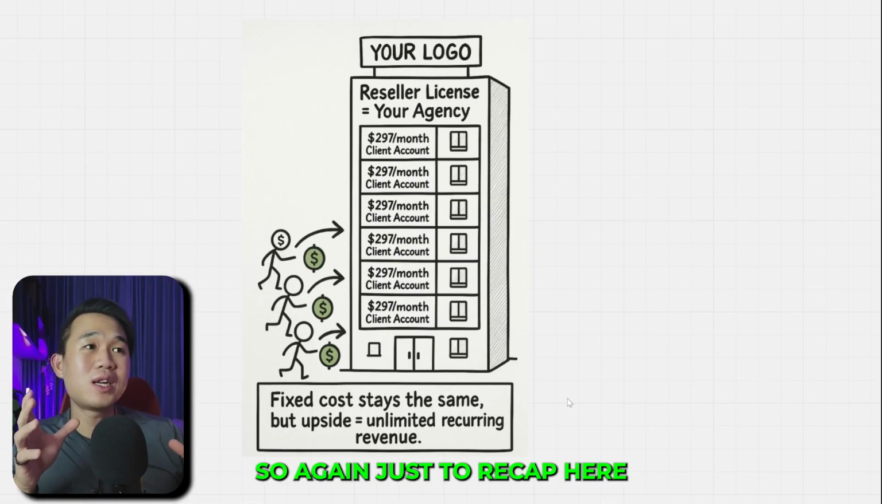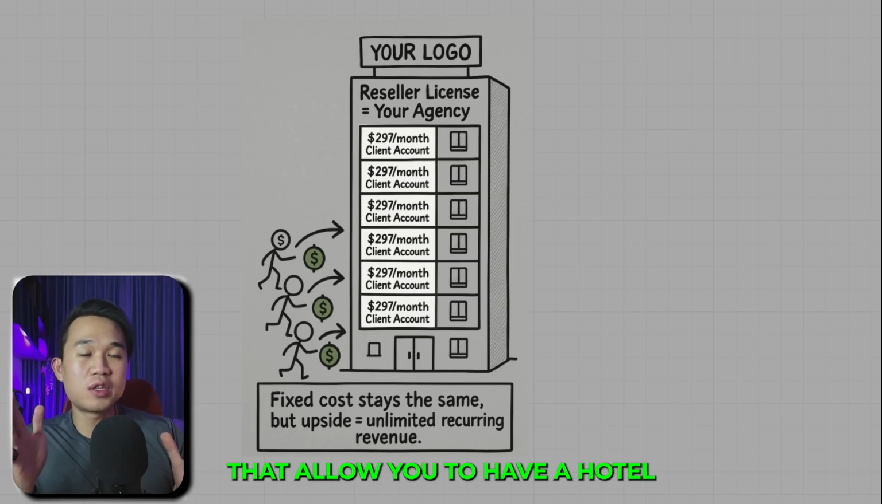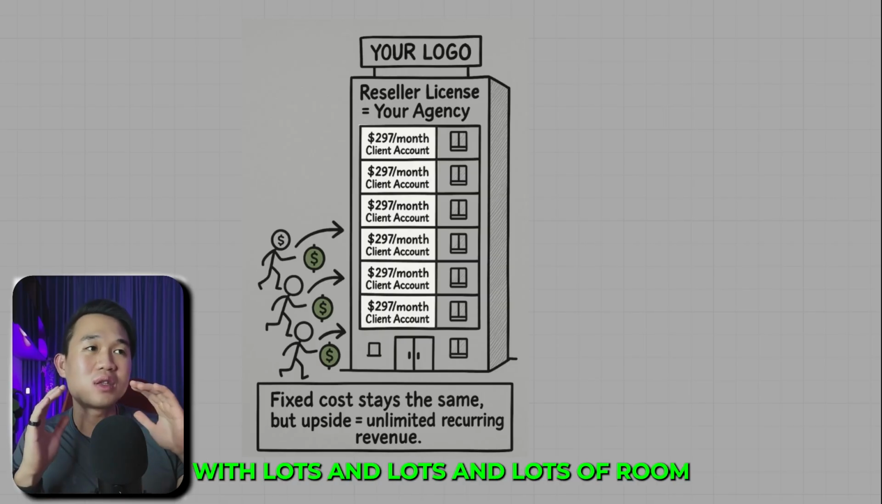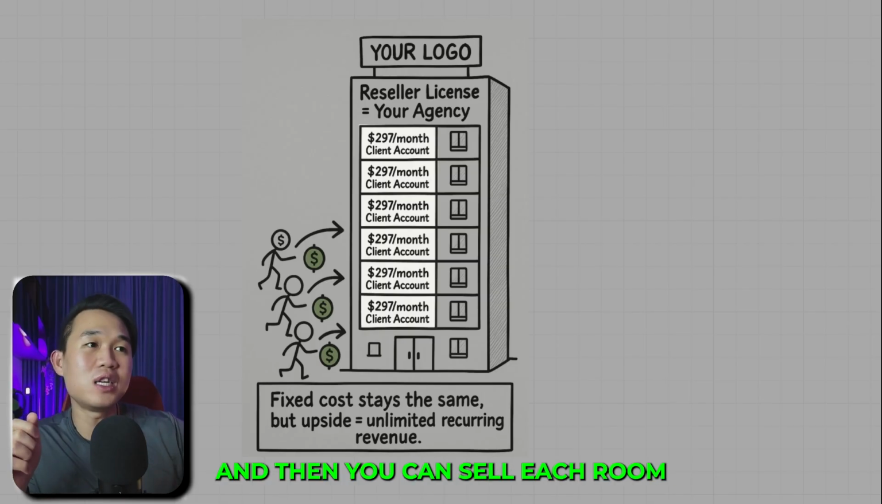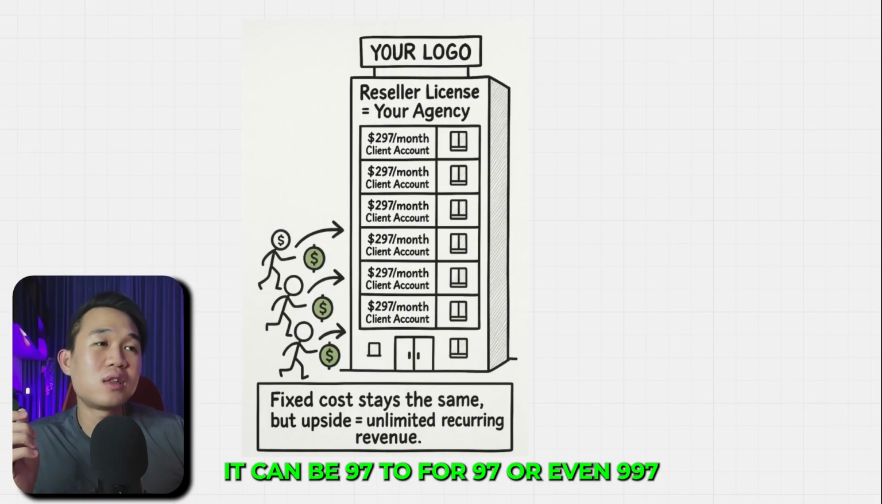So again, just to recap here, you have a fixed cost that allows you to have a hotel with lots and lots of rooms, and then you can sell each room for whatever price you want. It can be $97 to $497 or even $997 per month.